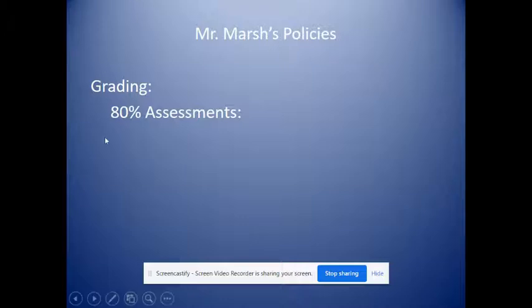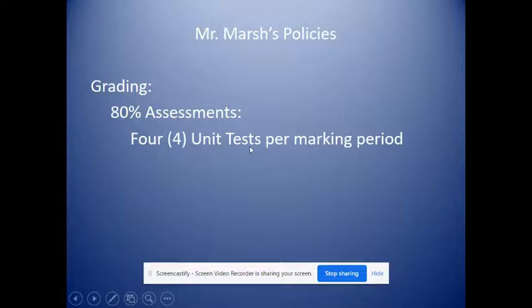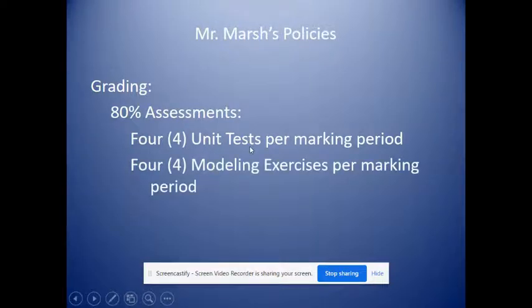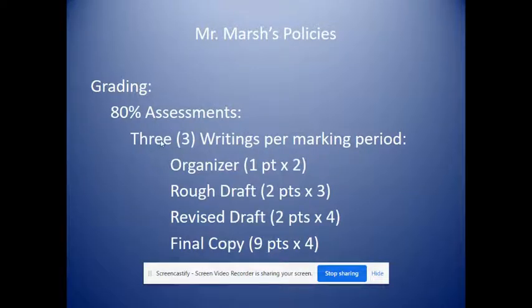So my policies are what you'll find with all the classes. 80% of their grade comes from assessments, which is basically going to be about 4 unit tests per marking period. They have these modeling exercises, which are assignments they get to work on. They can have me check them before they turn them in. That goes under assessments, as well as any of their writings. So we have 3 writings per marking period, and all the parts that make up the writing will also be counted as part of their assessments. So their graphic organizers, their different drafts, and eventually their final copies as well.